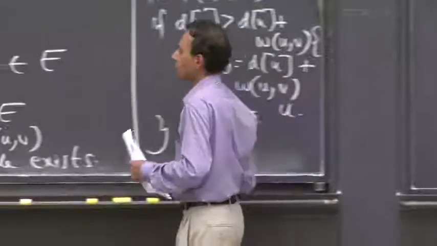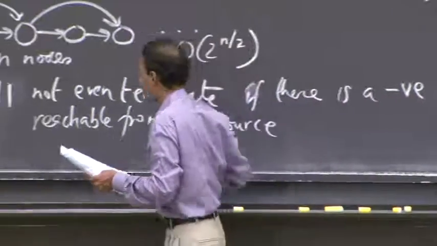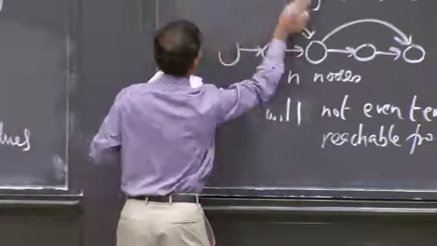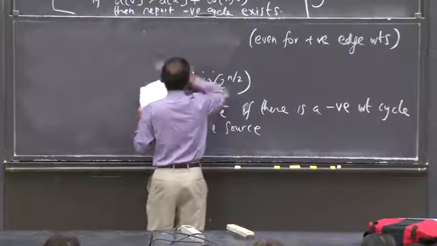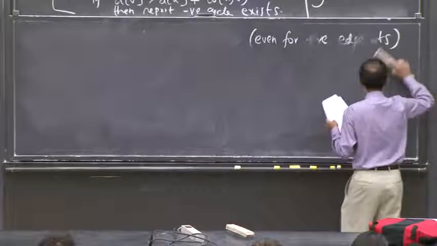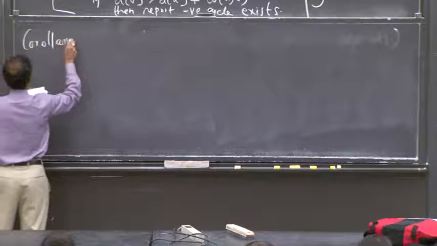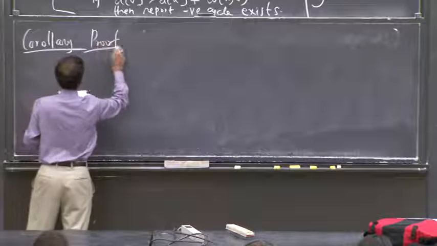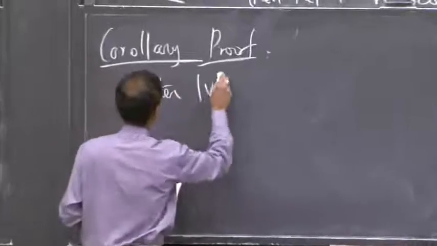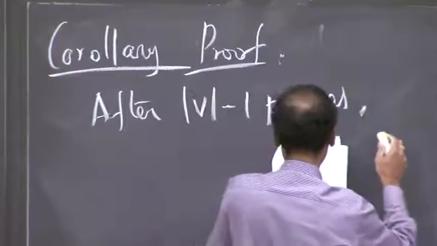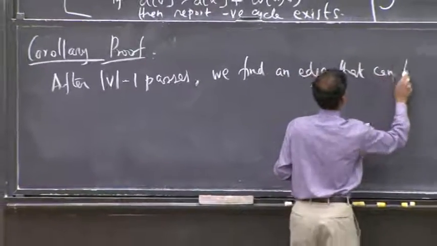And one thing that we haven't done is talk about the check. And so the argument with respect to the corollary bootstraps this particular argument for the theorem, but just requires the insight that if after v minus 1 passes, you can find an edge that can be relaxed, well, what does that mean? At this point, let's say that I've done my v minus 1 passes, and we find an edge that can be relaxed.